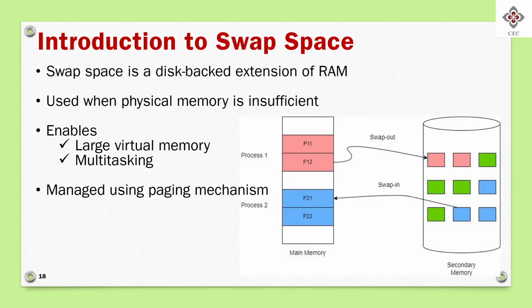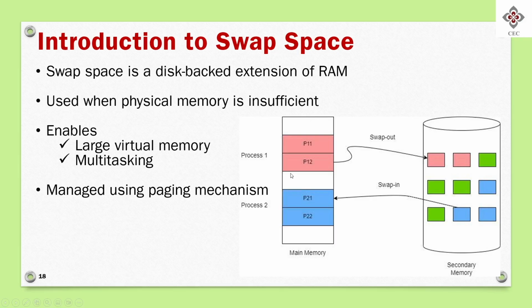This swap space mechanism induces a large virtual memory. Virtual memory is a memory which does not physically exist, but the overall usage of memory will be several times more than the actual physical memory by using the virtual memory concept. That enables multitasking as well, managed using a paging mechanism. How we do this is to check whether the currently available data is useful. If not, we have to replace that data. That replacement is identified by a process called paging, which we will see.